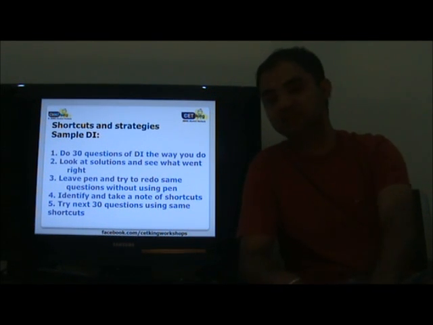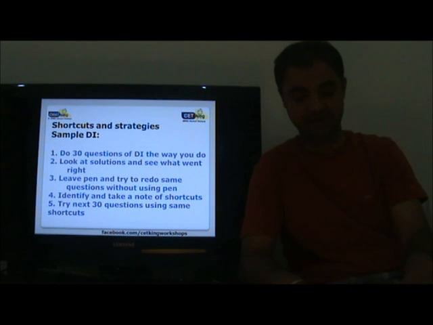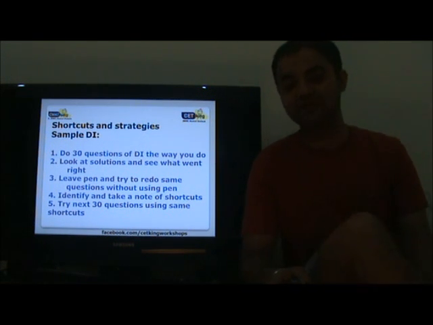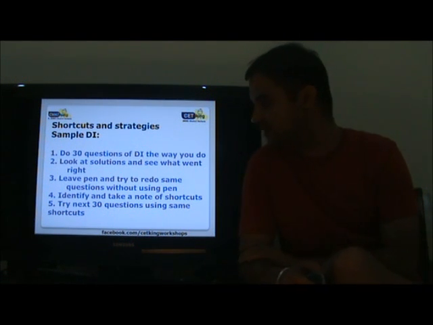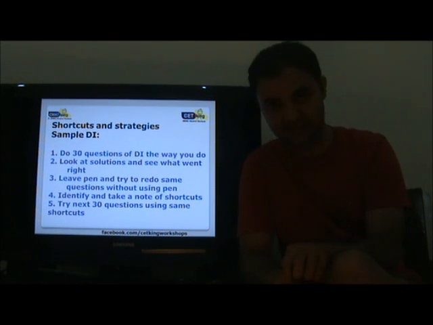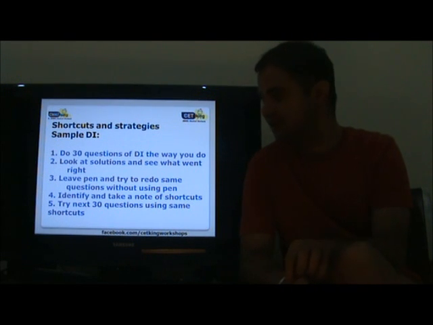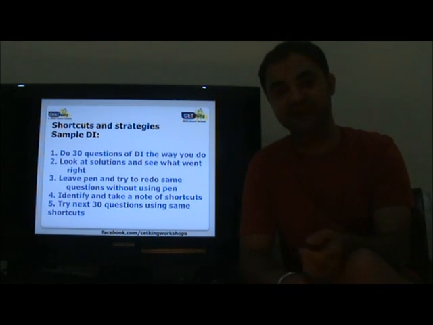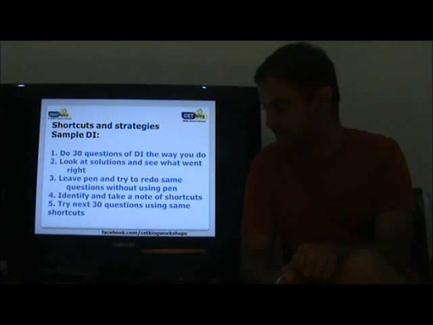Step number 1, do 30 questions of DI the way you can. Open up any book, do 30 questions of DI using the normal formulas or normal strategy you use. Step number 2 is look at the solution and see what went right, what went wrong. So basically you have to solve the same question again using the solution. Step number 3 is leave your pen and try to do all these questions again without using a pen or any formula, or try to avoid any calculations.